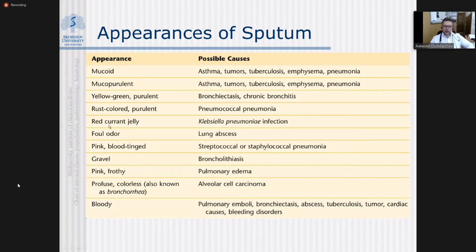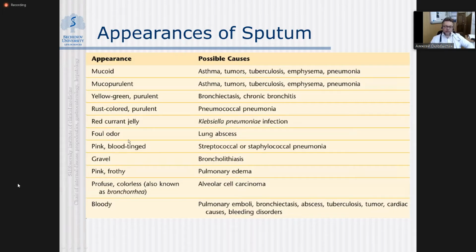Red currant jelly. Red currant jelly is severe destruction of capillaries around affected alveoli. It may be seen in patients with the severe type of lobar pneumonia, that's pneumonia caused by Klebsiella. Again, it's not constant. Typically, the patient expectorates such sputum for just one, maybe a couple of days. Then again, it will become rather purulent than blood-stained.